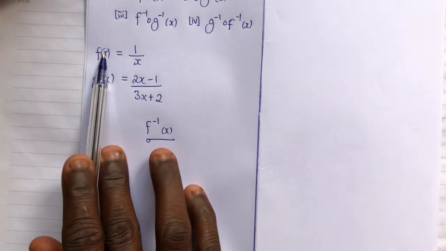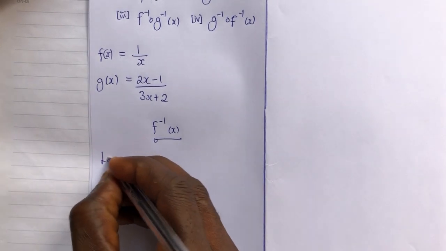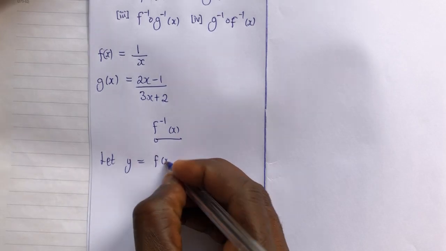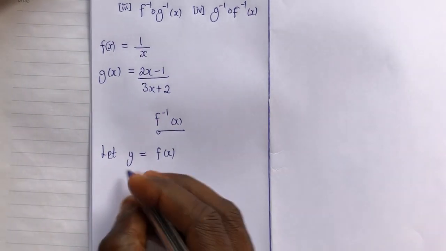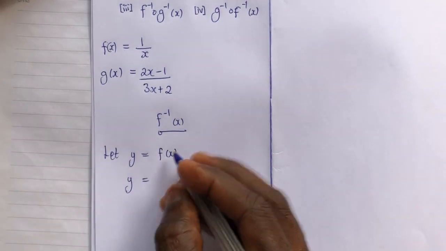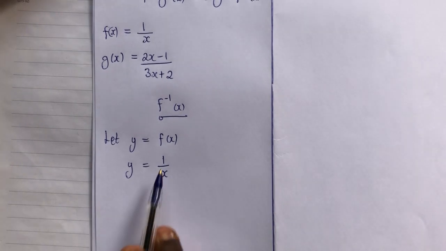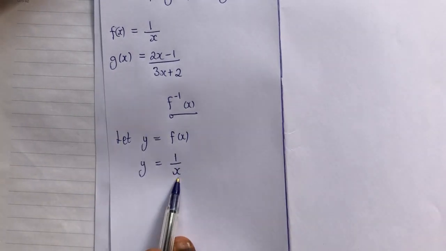Now to find the inverse of any function, which is this one, the first one, all we need to do is to equate that function to y. So your first step is let y, a variable y, be equal to f of x. And what is f of x? f of x is 1 out of x. So our y will give us 1 out of what? x.